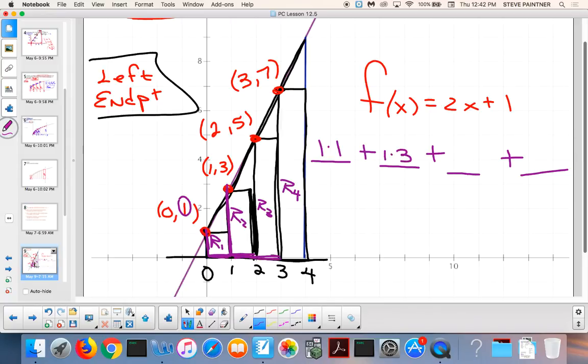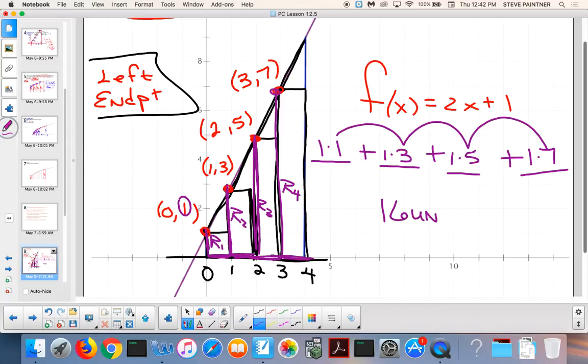Width is 1. Height is 5. Width is 1. Height is what? 7. 7. Okay. And really the ones, you didn't even need to write them. It's 16. It's what? 16. 1, 3, 5, 7 is 16. 16 square units.